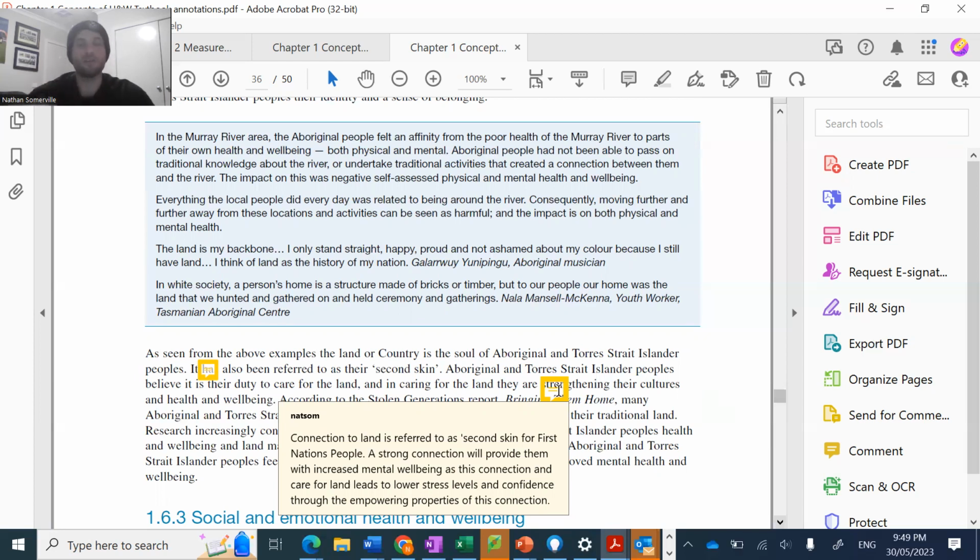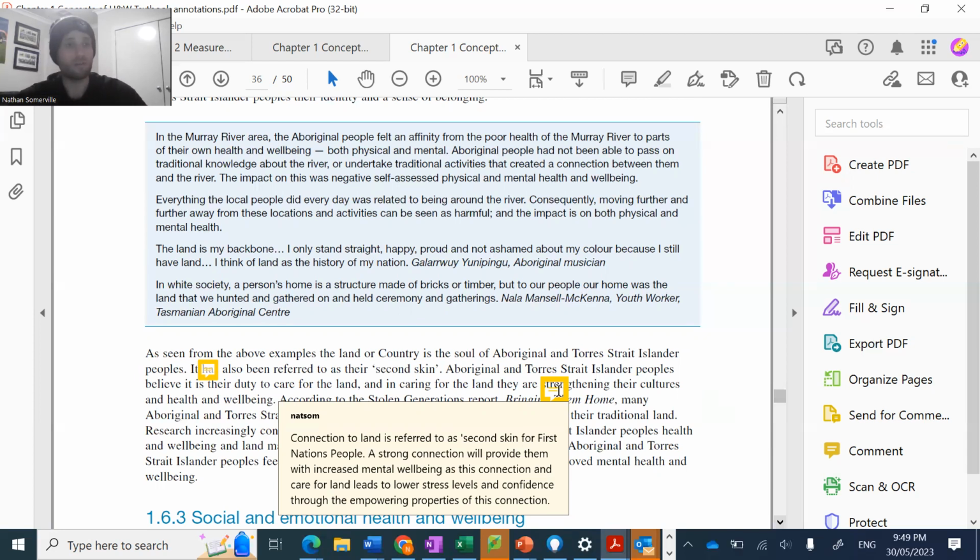So this is something to consider, that connection to land has implications, not just physical implications, because we could talk about connection to land as a way of empowering an active and physical lifestyle. Being out on country, using those traditional practices out on country is going to be physically beneficial. We could see that link.